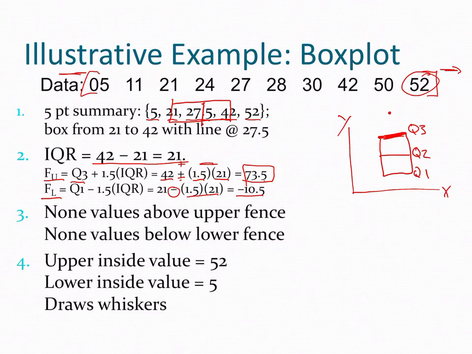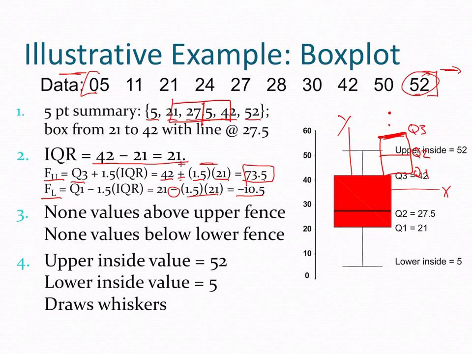So now we have our upper inside value and our lower inside value, our lowest value being 5 and our upper value being 52. And we would mark that on the plot with our whiskers. If I was really handy, I'd be able to erase that, but you'll be able to kind of see from here that here's an actual box plot, box and whiskers, here for you.